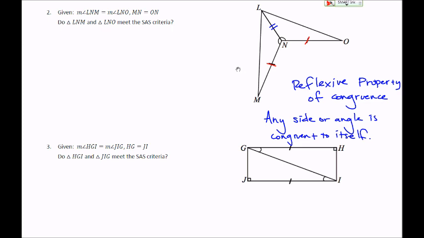Now in a proof, we always start with the given. So we'll start off with the measure of angle LNM is equal to the measure of angle LNO, and MN is equal to ON because it's given.